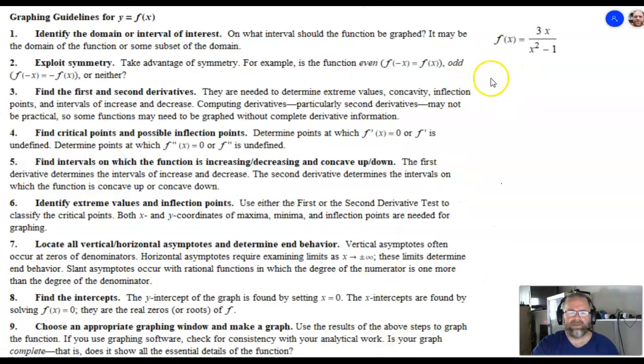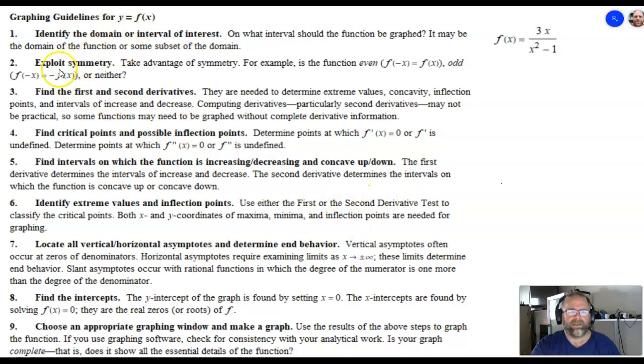Okay, so for this next function, I have f of x is equal to 3x over x squared minus 1. So go ahead and see which steps you can do with it. And really, I'm just going to go over the steps that we didn't do for the last function because it didn't really make sense for that one. All right, so pause the video, see how far you can get, and then we'll go over the solution here.